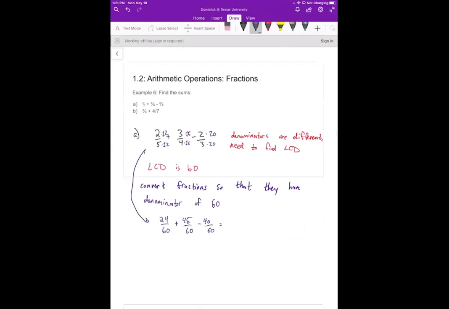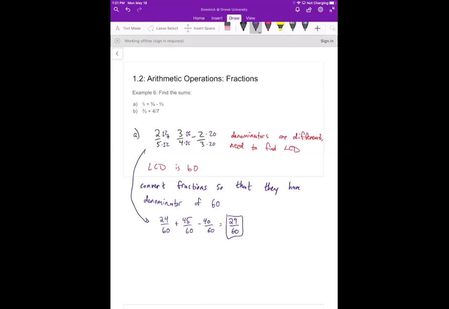And let's see, if we add all these together, it looks like I'm going to get 29 over 60. Right, so we get 29 over 60 there. All right, now let's look at part B. So for part B, we have 2 over 3 plus 4 over 7.